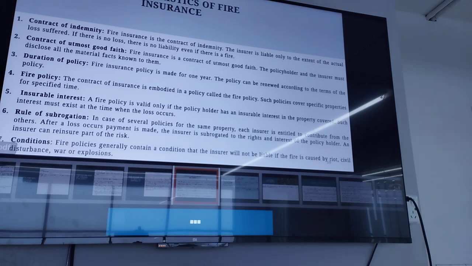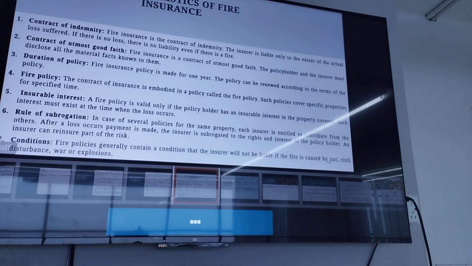Contract of utmost good faith. Fire insurance is a contract of utmost good faith. The policyholder and the insurer must disclose all the material facts known to them. Duration of policy. Fire insurance policy is made for 1 year. The policy can be renewed according to the terms of the policy.